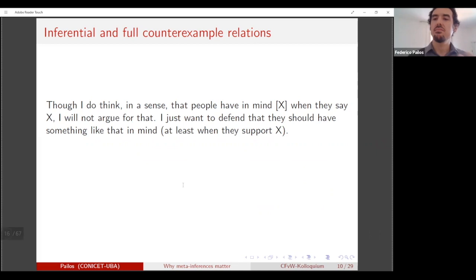Though I do think that usually when people talk about a satisfaction standard for inference, they have something like the full counterexample logic fixed by that standard. I will not argue for that. I just want to defend that we should have something like that in mind. One thing, of course, Ripley is correct in the following sense. When one speaks of a satisfaction standard for inference, one need not have in mind anything about higher level standards. But my point is the following: when one supports a satisfaction standard for inferences, one had better have some commitments about higher levels in order to avoid unpleasant results, in particular triviality.